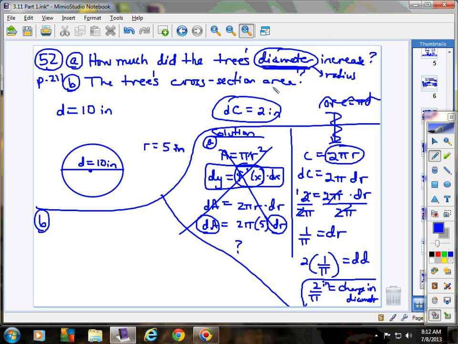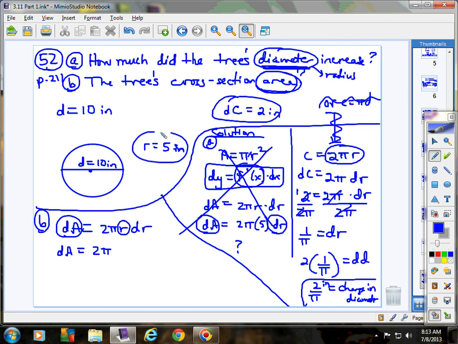Now it asks about the area. Okay, now maybe we can go back and use some of that. I'm glad I didn't erase it. So let's go back to dA, since we've already found it. If we hadn't already found it, we'd be starting right here at the top and finding the derivative. So dA is 2 pi r dr. It wants to know how the area changed, so that's what we're looking for. We need an r value. Do we know an r value? R is 5, yes.